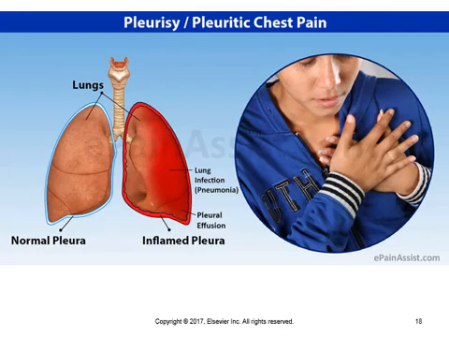Pleurisy is a condition in which the pleura become inflamed, often from a viral infection. So in the left picture, what you see is a representation on the patient's right lung of the normal pleura, and a representation in the patient's left lung of an infection leading to an inflamed pleura. And because the pleura is inflamed, when the patient tries to take a deep breath, it hurts. This is pleuritic chest pain.